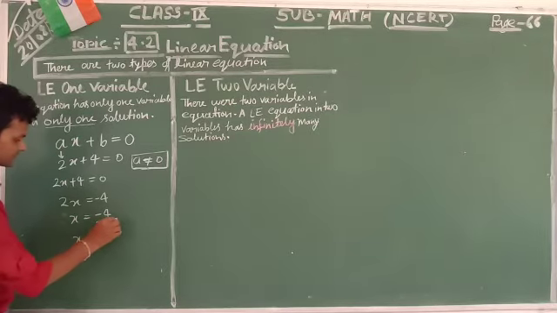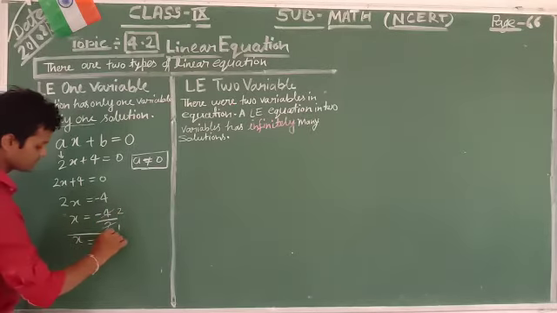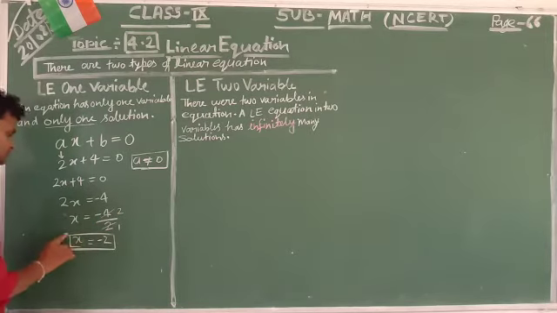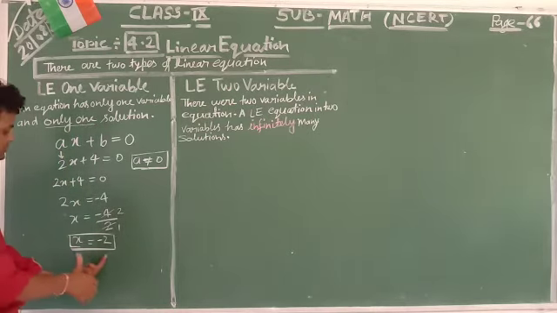This fraction is already divided by 2. 2 1s are 2, 2 2s are 4. You get minus 2. This is the root of x, only one solution, okay, no other solutions.